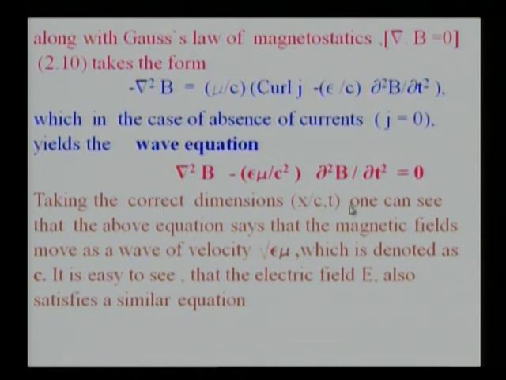Taking the correct dimensions x upon C and T, one can see that the above equation says that the magnetic fields move as a wave of velocity root of epsilon mu, which is denoted as C. It is easy to see the electric field E also satisfies a similar equation: del squared E minus epsilon mu by C squared, delta squared E by delta T squared equal to 0. Both are second order partial differential equations.